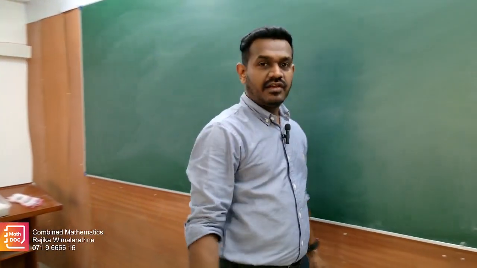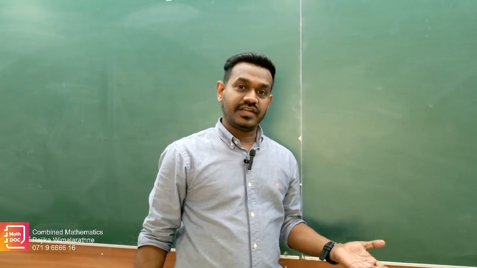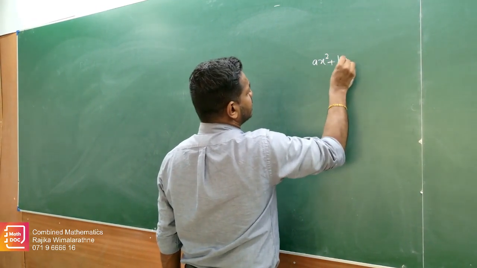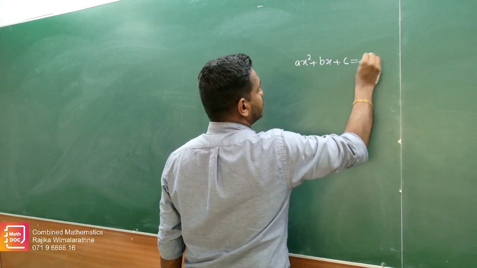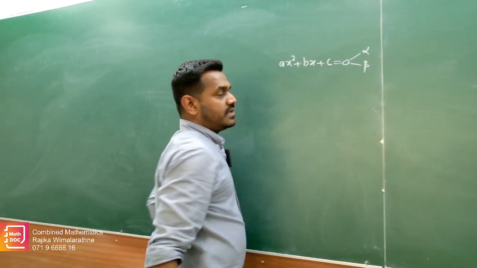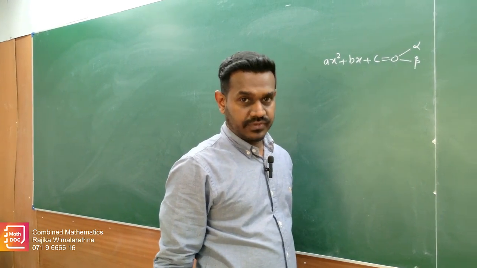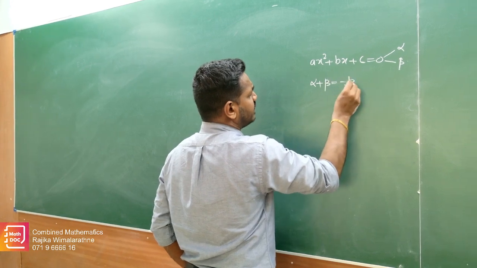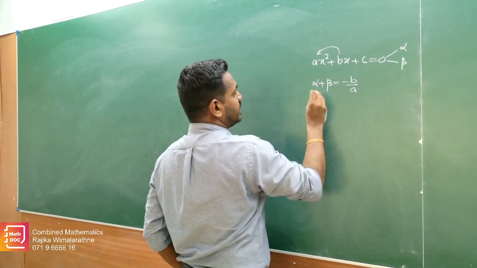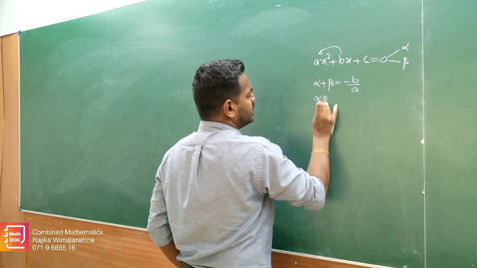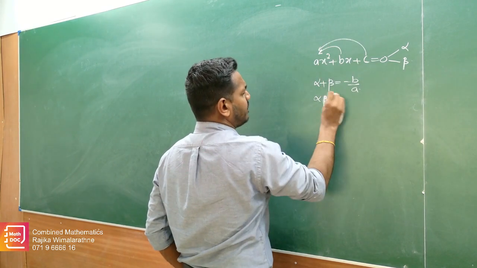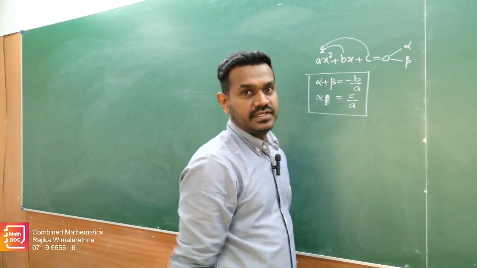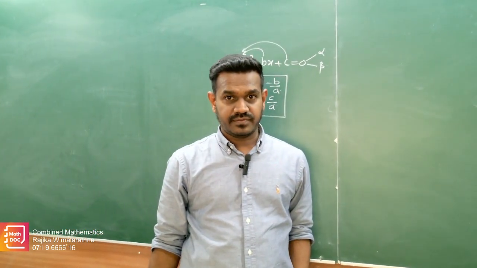Okay, now it is very simple. Let's see quadratic first. Consider ax squared plus bx plus c equals 0, with roots alpha and beta. The relations are the root sum and root product. Alpha plus beta equals minus b divided by a, and alpha times beta equals c divided by a. Here we have two roots, so we consider the root sum and the root product.